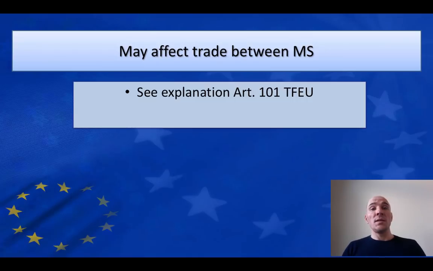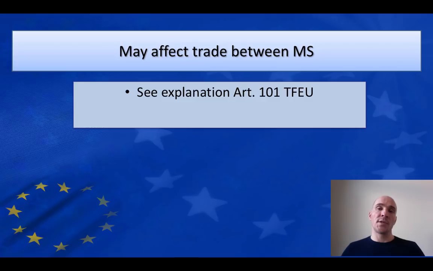That's it, more or less. We haven't talked yet about the last point, and that was may affect trade between member states. Remember, that was the same in Article 101. So abuse of a dominant position is not allowed in the European Union if it may affect trade between member states. Now remember what we said about this issue under Article 101.